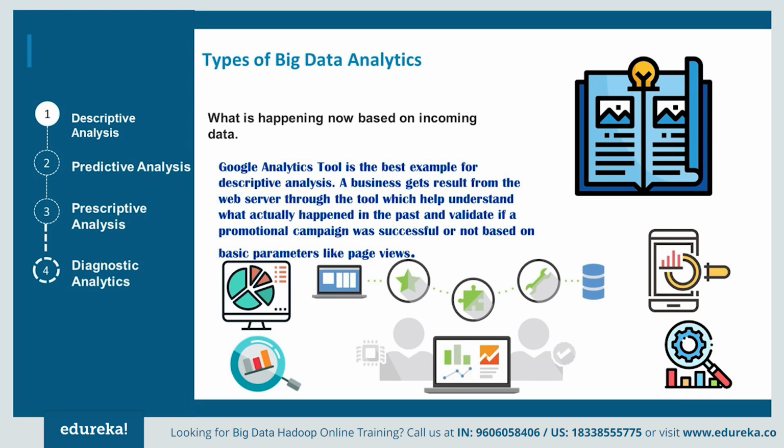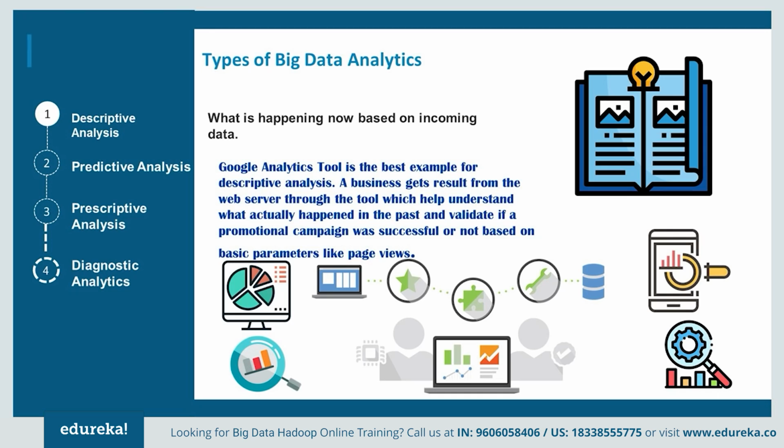So let us understand the first type, which is descriptive analytics. So descriptive analytics basically answers your question, what has happened? And how does descriptive analytics answer this question? It uses data aggregation and data mining techniques to provide insight into the past, and then it answers what is happening now based on the incoming data. So basically, descriptive analytics does exactly what the name implies. It describes or it summarizes the raw data and it makes it something which is interpretable by humans.